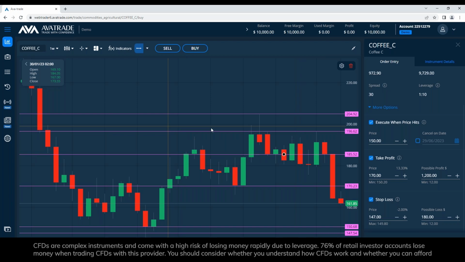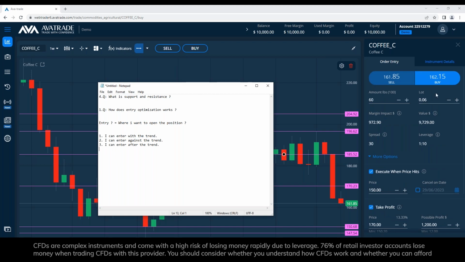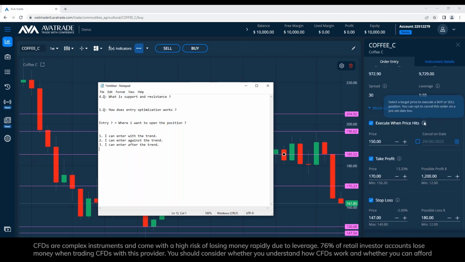All right, now let's talk. What is the logic? Whoever noticed, I planned a buy. There are 3 pending orders which I'm using. One of them is stop loss, the other one is take profit, and the first is execute when price hits. What it does is it opens the position if getting to the price, right?